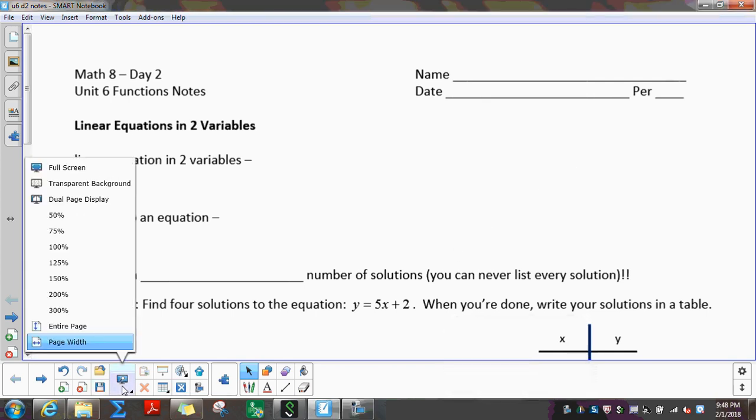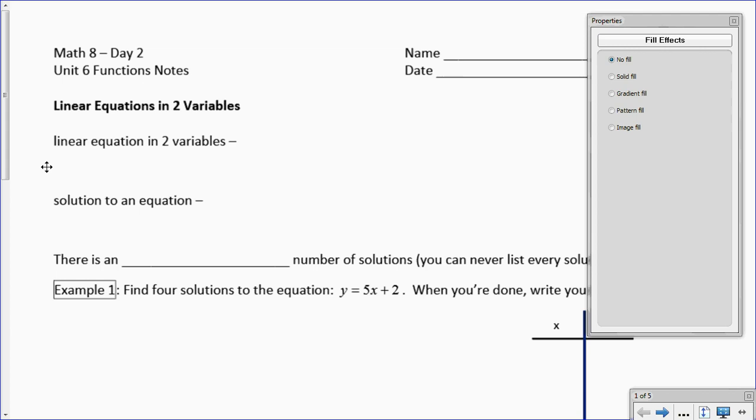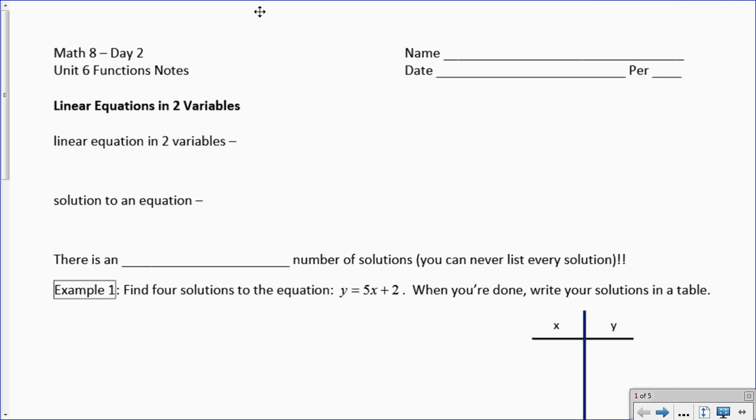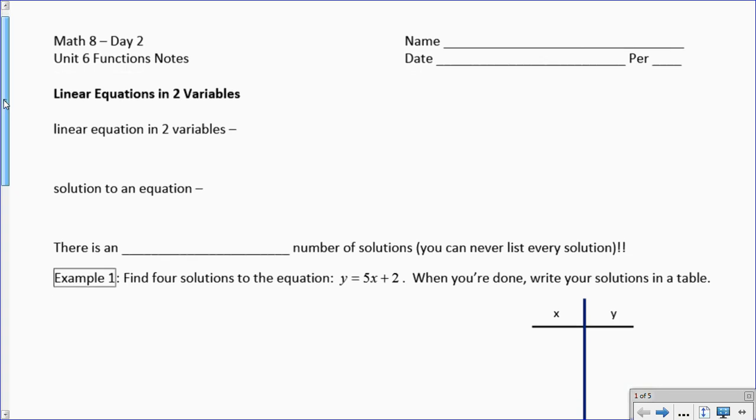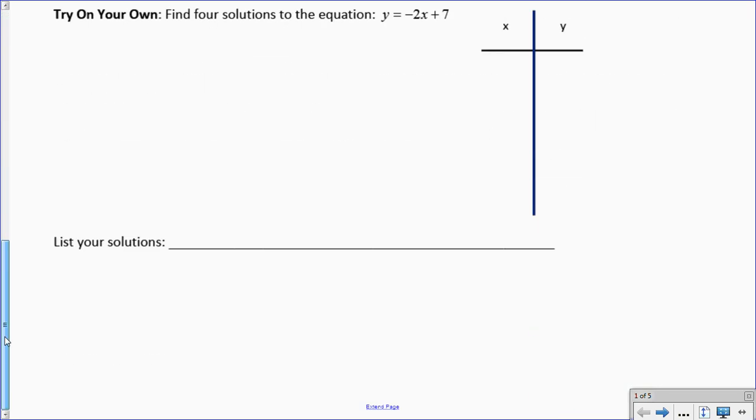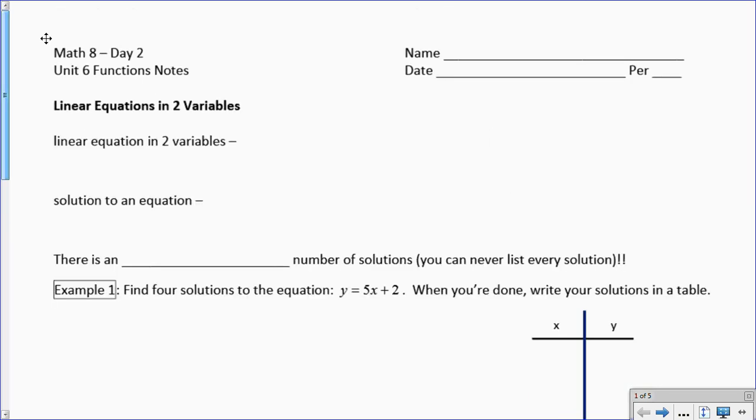Hi guys, we're going to start day 2 notes right now. You did day 1 notes in class, so this is your homework, okay? Today we're going to be talking about linear equations in 2 variables. Again, it's a longer note packet because I just want to show you lots of examples, okay?